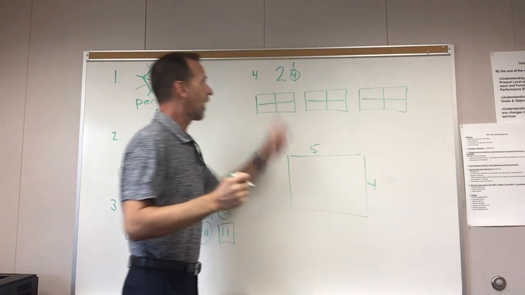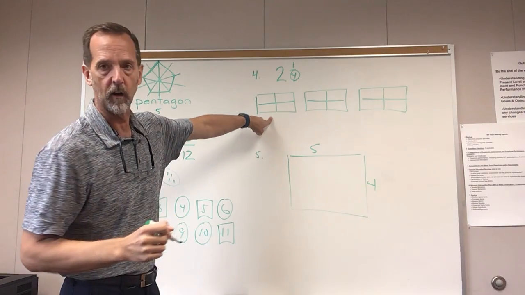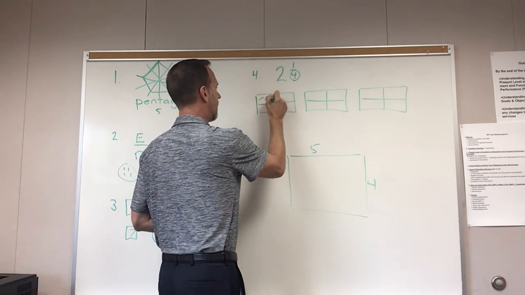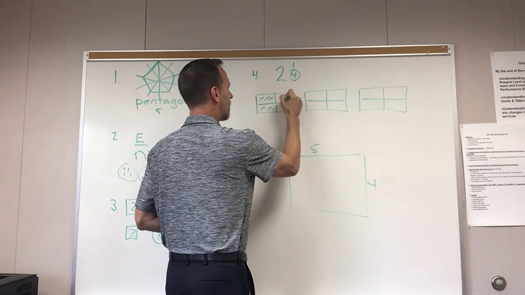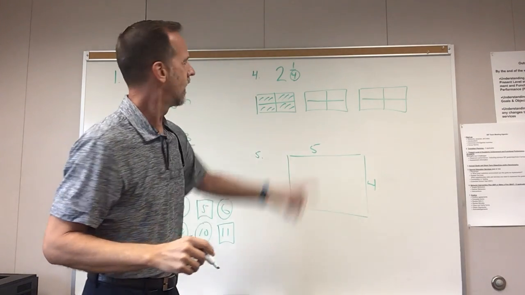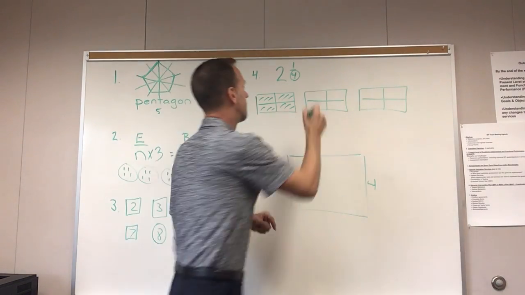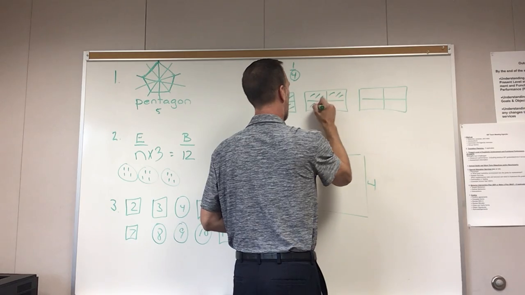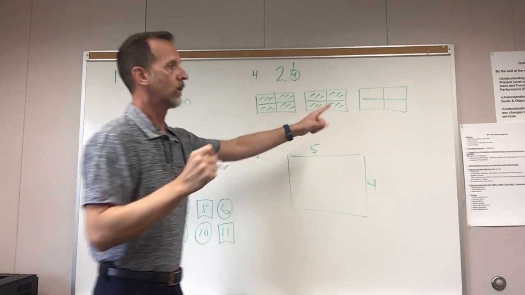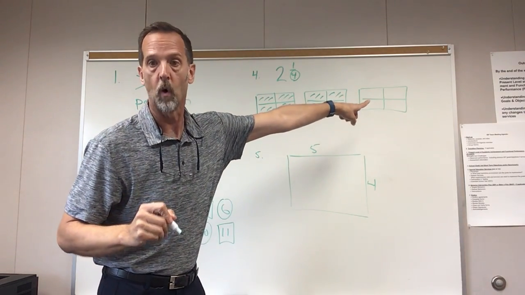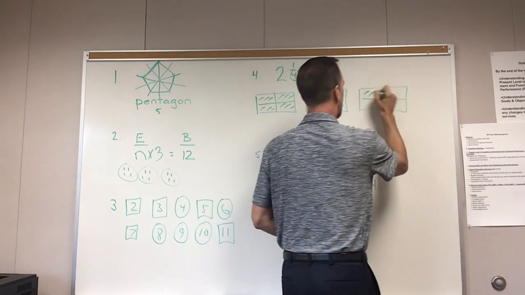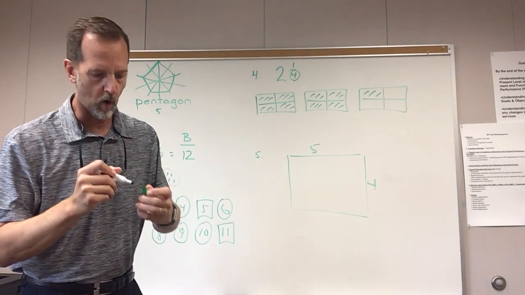All right, if I want 2 and 1/4, how many do I shade here? All of it. Now, you don't have to color it in. A couple diagonal lines is shading. How many here? All of it. That's 2. How many over there? That's the 1/4. 1. There is 2 and 1/4.